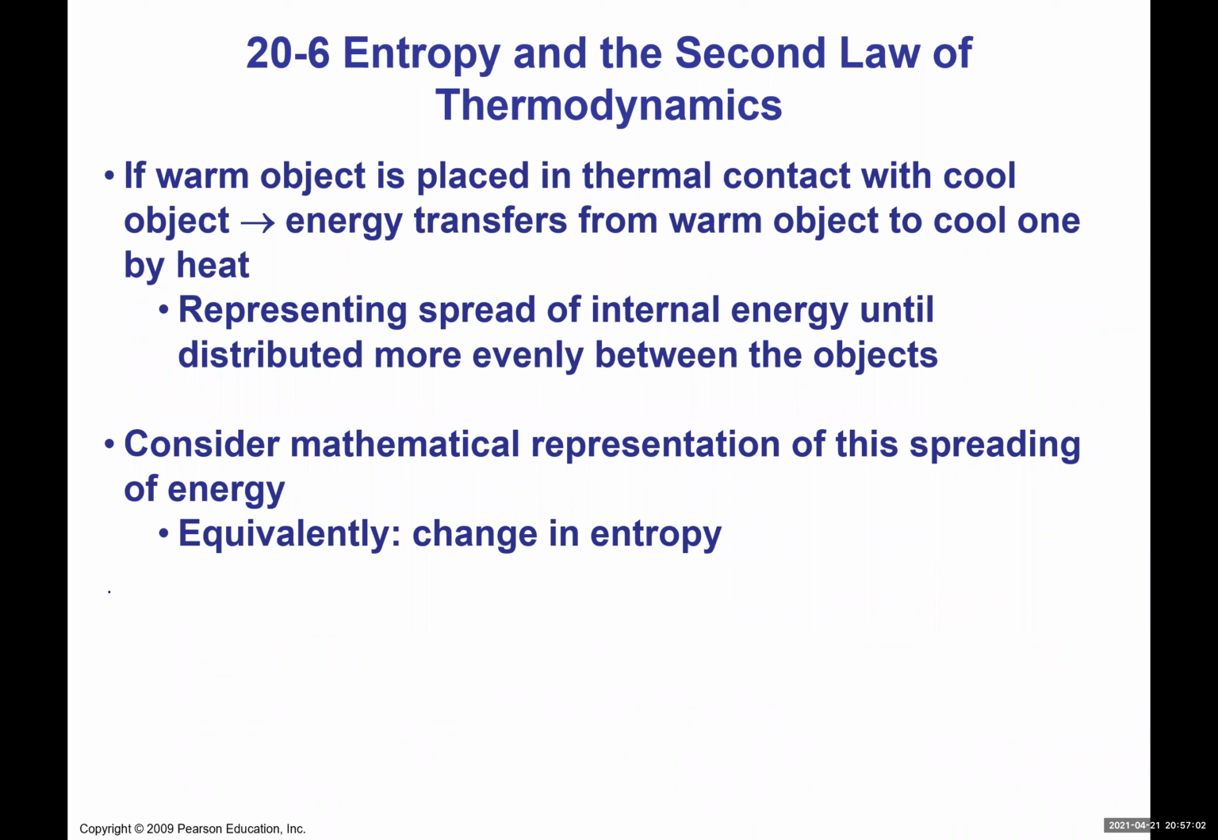So one of the things we can do is relate entropy to the change in heat and temperature. Now, one thing we know from the earlier parts of the chapter is that if a warm object is placed in thermal contact with a cool object, energy transfers from the warm object to the cool one by heat. Which means there's energy transfer going from hot to cold, representing the spread of internal energy until it is distributed more evenly between the objects. Now, we're going to consider a mathematical representation of this spreading of energy, equivalently the change in entropy. Because if energy is spreading, there's a change in temperature, and if there's a change in temperature, we're going to see an equivalent change in entropy.